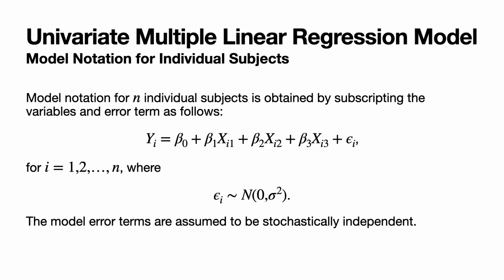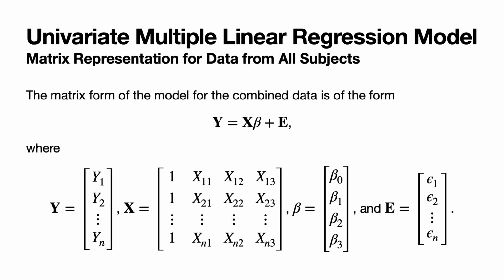Now, with this notation and the notation in matrix form on the previous slide, we can very easily construct the matrix representation for data from all subjects. The matrix form of the model for the combined data is of the form y equals X times beta plus E, where in this case, y is the n-by-1 vector containing the response variables for the n subjects, y1, y2, and so forth down to y sub n.